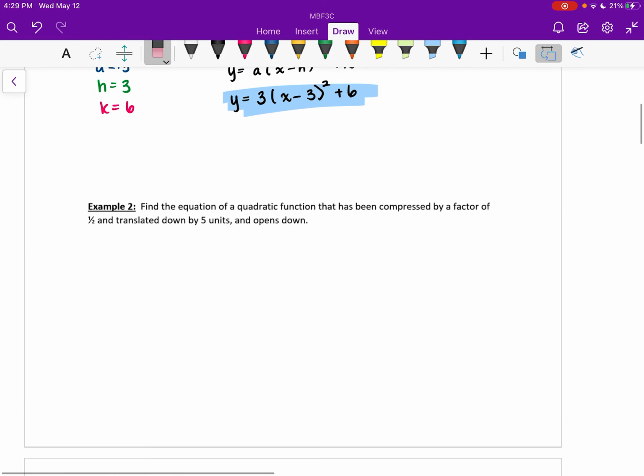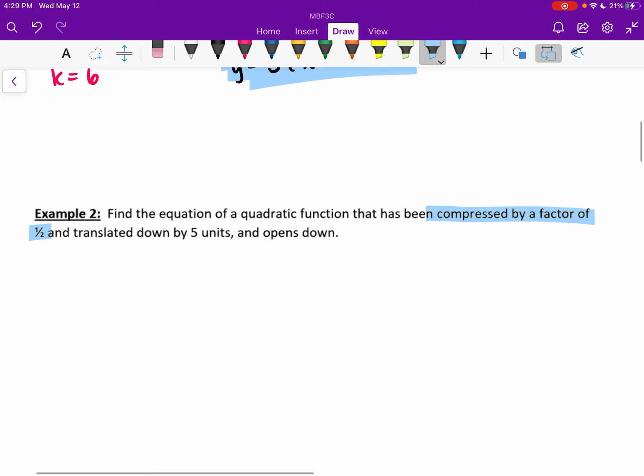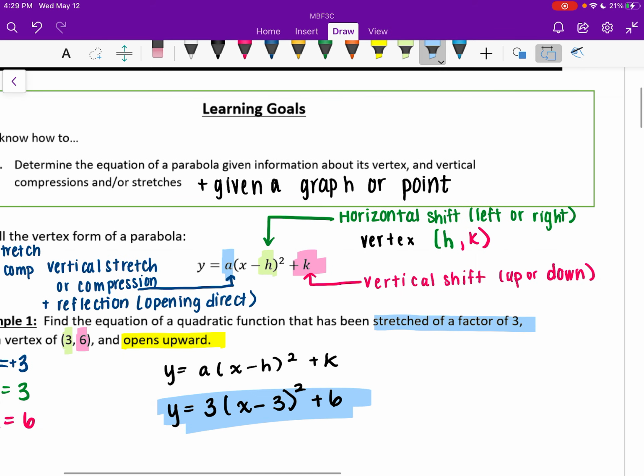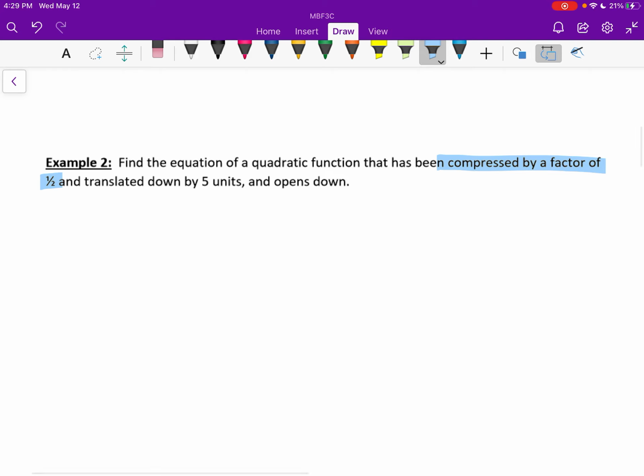Okay, so try doing this one by yourself. This one says that it's compressed by a factor of 1/2, translated down. So you want to go back here and ask, which one is responsible for going down? We know it's K. And then it opens downwards. So pause the video, try doing this one by yourself, and then we can take it up together.